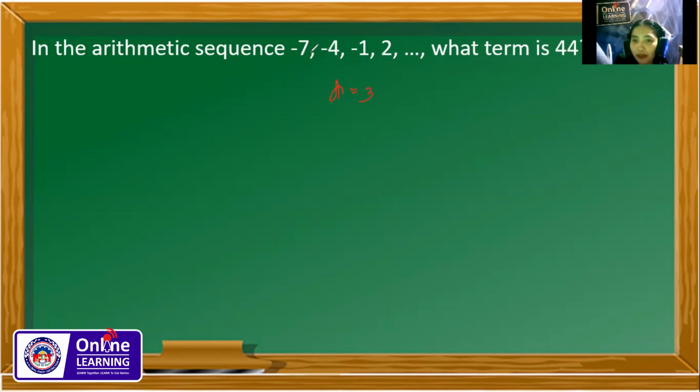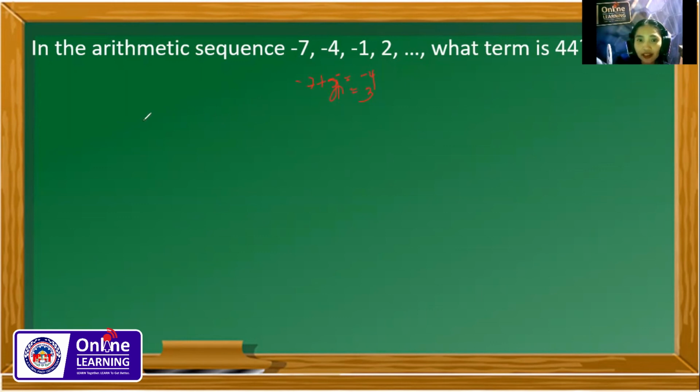So, negative 7 plus 3 is equal to negative 4. So, magiging 3 ang common difference natin. Then, ang a sub 1 naman natin is negative 7. So, ngayon, ang hinahanap natin is yung 44. Pang ilang term si 44 natin.